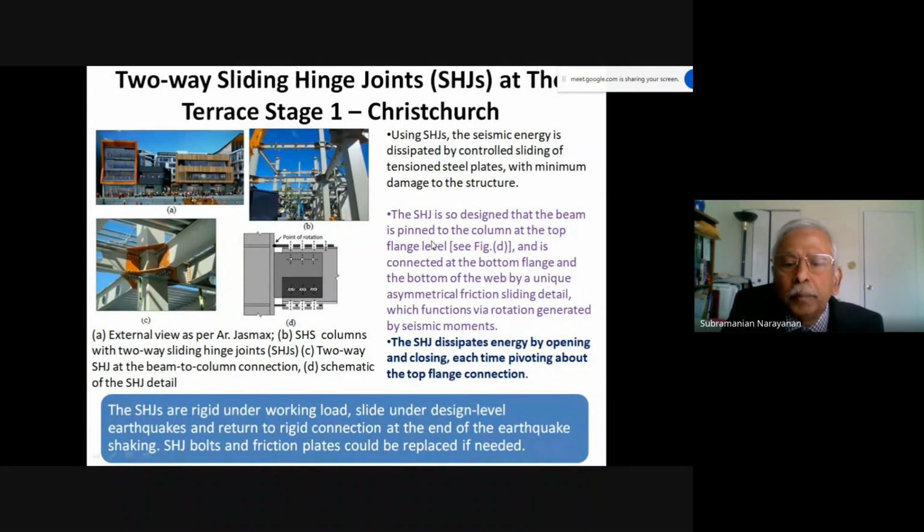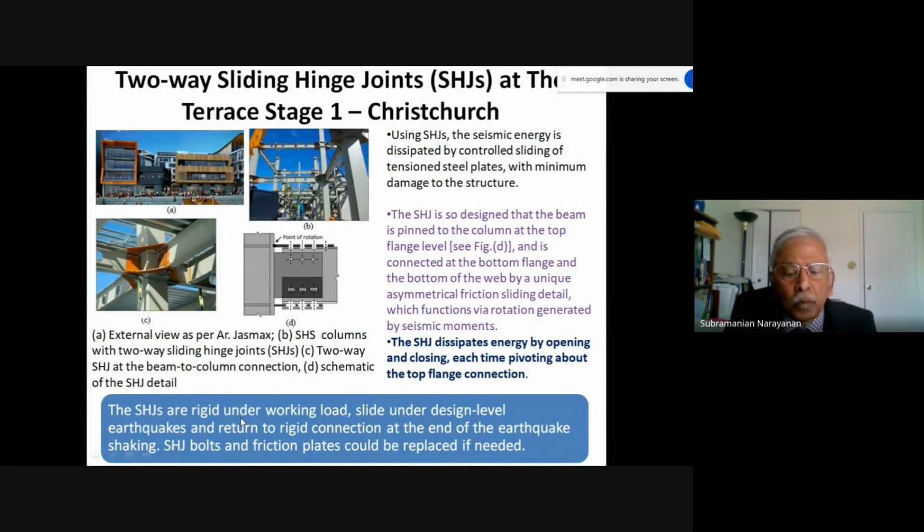It is so designed that the beam is pinned. You just see here. It is pinned to the column at the top flange level and is connected at the bottom flange and the bottom of the web by a unique asymmetrical friction sliding detail. This is the friction sliding detail which functions via rotation generated by seismic moments. When the rotation happens here due to this hinge joint, the SSJ dissipates energy by opening and closing each time, pivoting about the top flange connection.